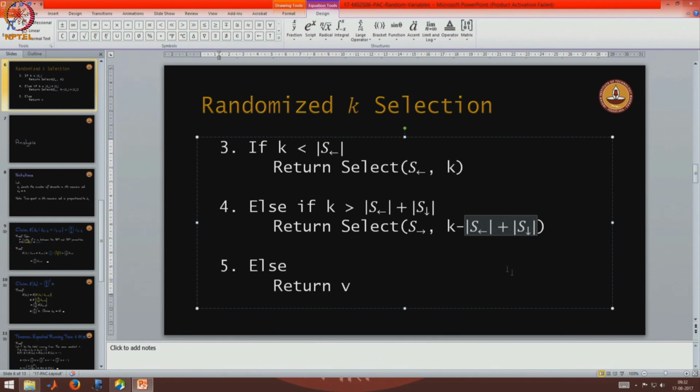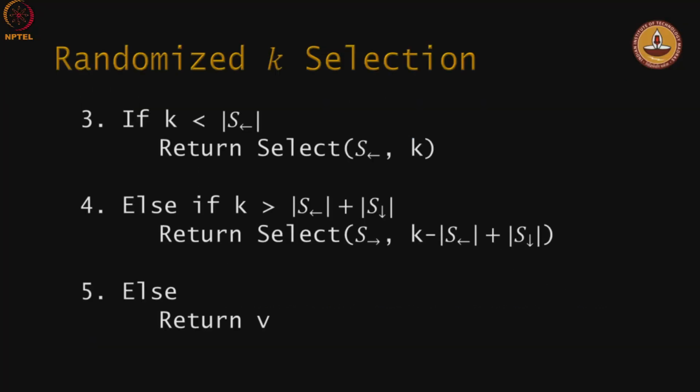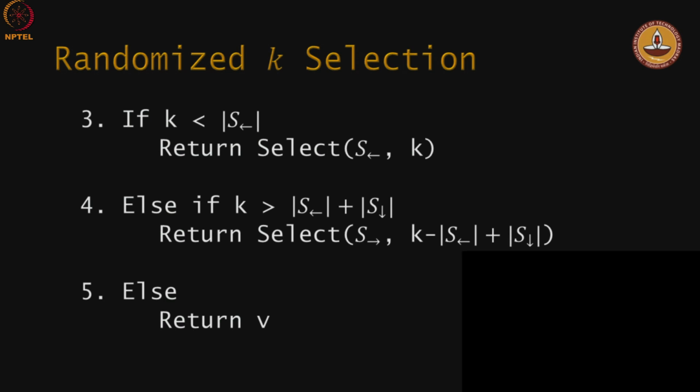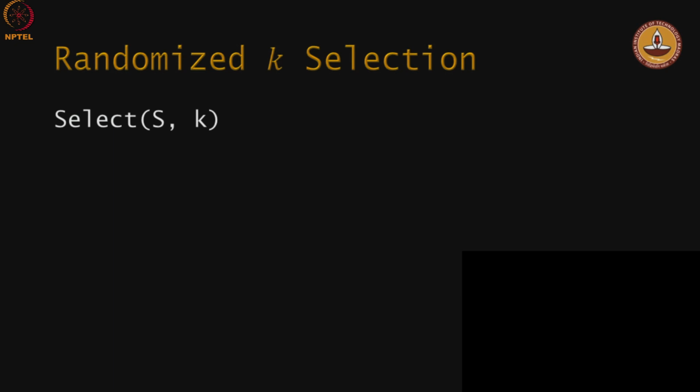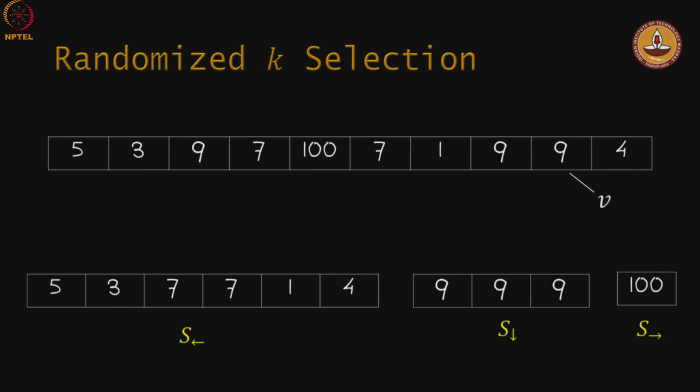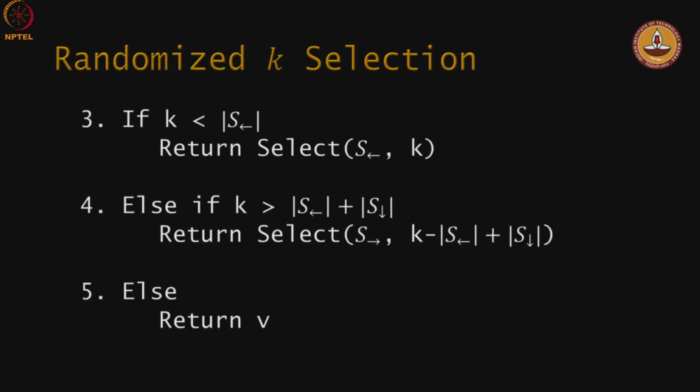Okay. So that is going to be our new parameter, and otherwise what is the option that we have? If it is not going to be recursing into the left array or the right array, you are left with the middle array, but all the elements in the middle array are just the element v. So we simply return v. Okay. It is a very intuitive, simple algorithm.